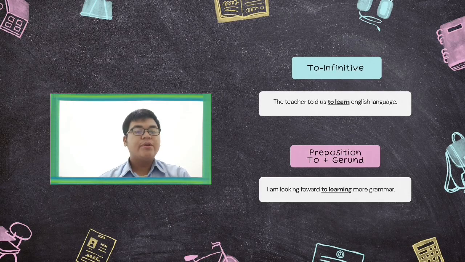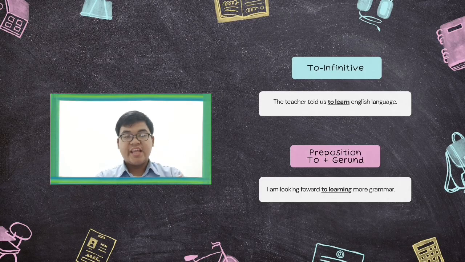There are two verb-ing forms, but the first one, looking, in I am looking, is a verb. In the sentence I am looking forward to learning more grammar, to is a preposition. A preposition needs an object or noun, and learning is a noun or an object.